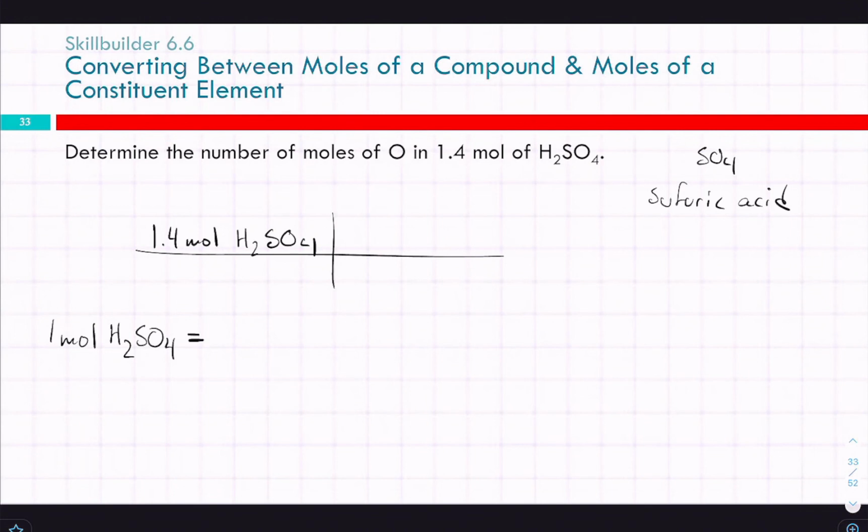Sulfuric acid. Sorry, 1 mole of sulfuric acid is going to be 4 moles of oxygen. So 1 mole of H2SO4 is 4 moles of oxygen. So yeah, we just take 1.4 and we multiply it by 4. So it's going to be 5.6 moles of oxygen.